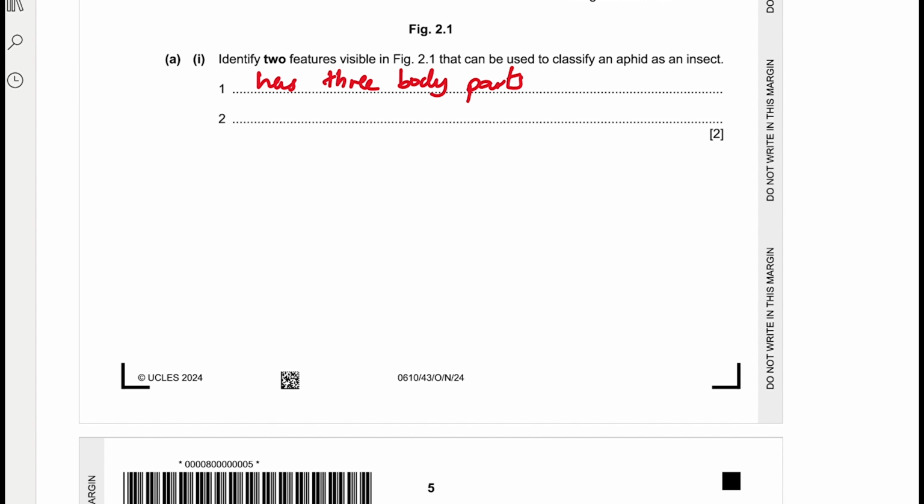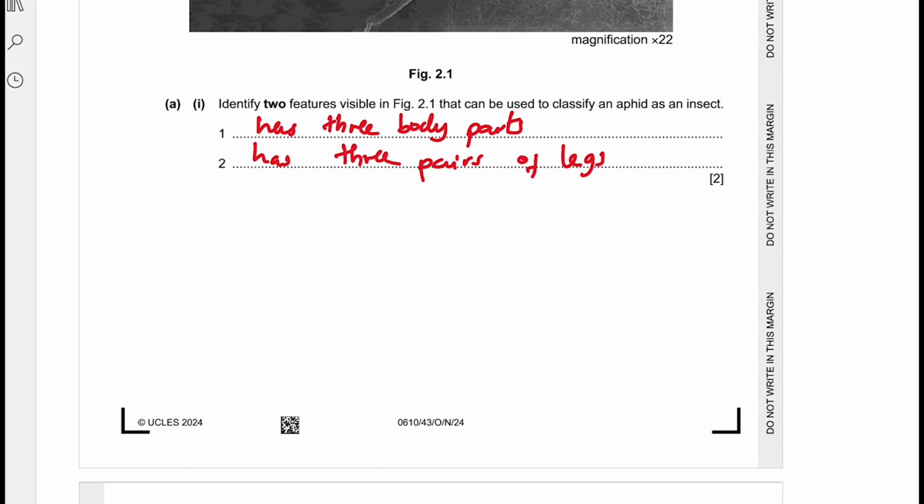Alright, but then again it has three pairs of legs. Yes, those are some features. Okay, then we go further.